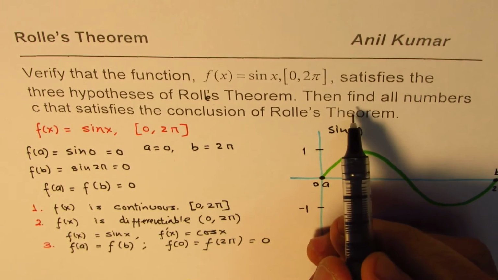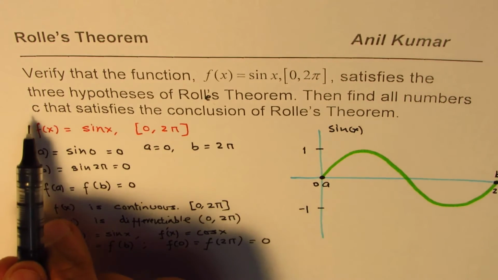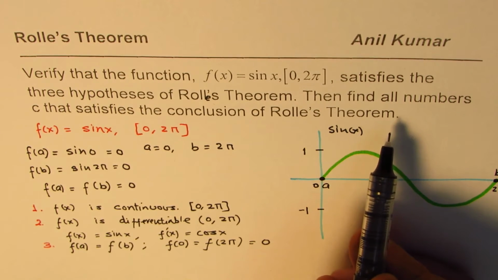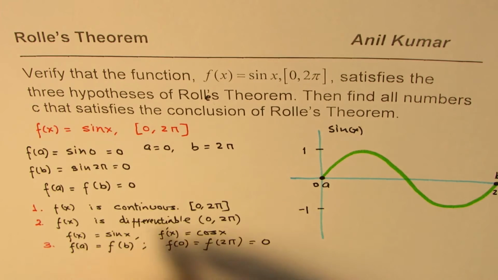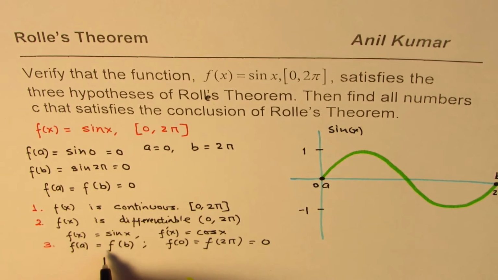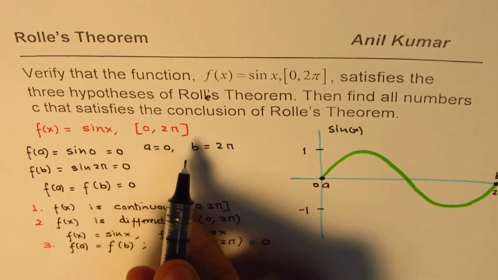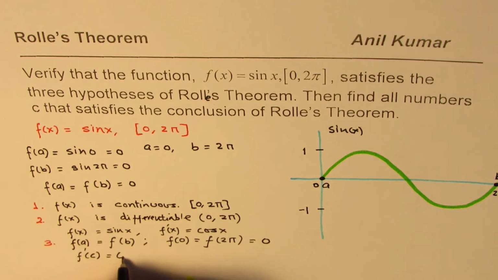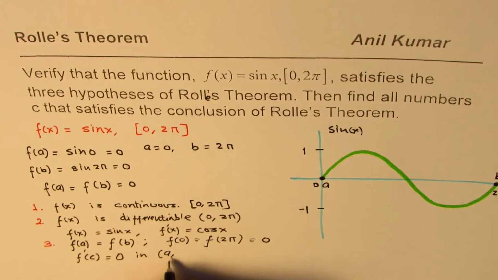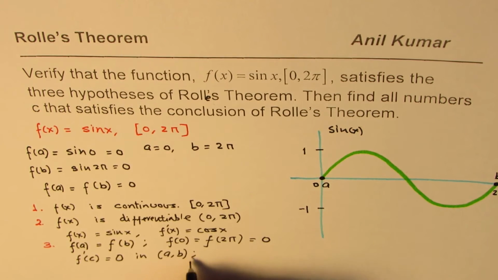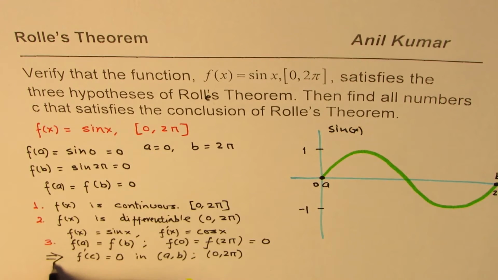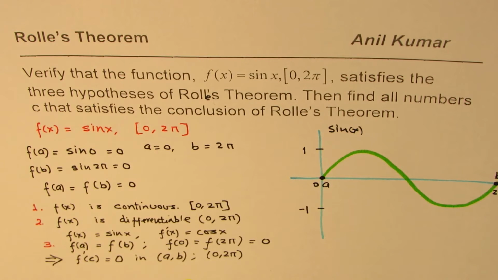Now the second part of this is, find all numbers C that satisfy the conclusion of Rolle's theorem. Now what is the conclusion? The conclusion really is, there is a number C in the open interval a b, which in this case is 0 to 2 pi, such that f dash C is equal to 0. So that is what we can conclude from Rolle's theorem. So we have to find these C's now.